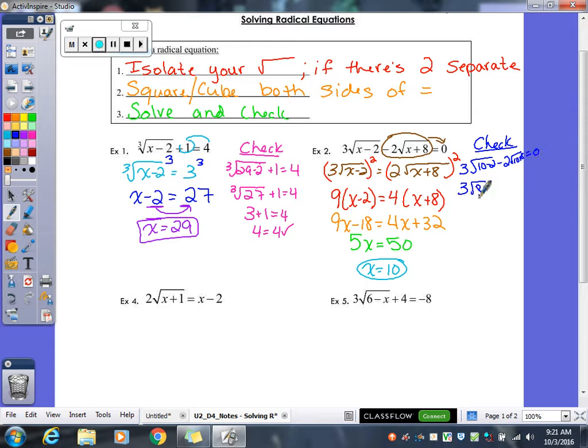So this gives me 3 square root of 8 minus 2 square root of 18. So I need to reduce these. The perfect square that goes into 8 is a 4. And the perfect square that goes into 18 is a 9. So 4 comes out as a 2, but times that 3 gives me a 6. 9 comes out as a 3, but times the 2 gives me a 6. So 6 radical 2 minus 6 radical 2 is a 0. So 0 equals 0. That one works.